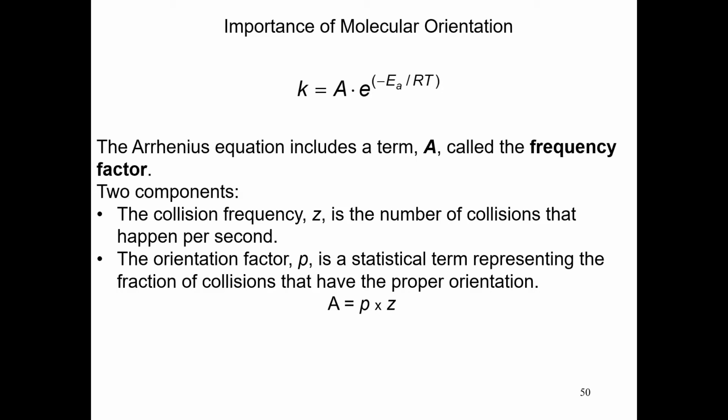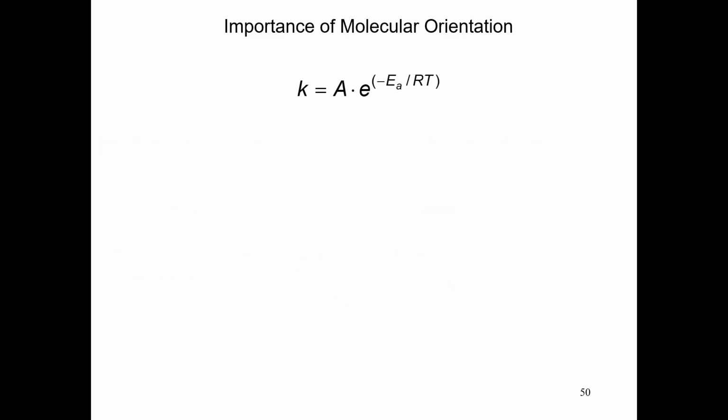If you want to read more about this, your textbooks have plenty of explanation about this, and they go deep into it. We're not going to go that deep. I'd rather use more of a visual representation of the importance of molecular orientation. So let's go ahead and look at this reaction here. This is the reaction between carbon monoxide and nitrogen dioxide gases to produce carbon dioxide and nitrogen monoxide.